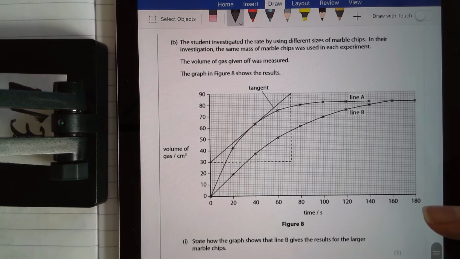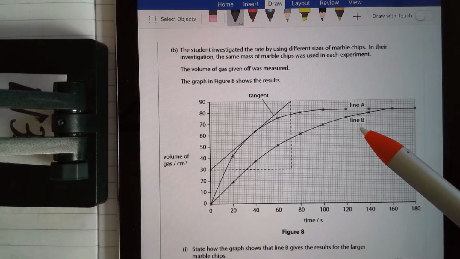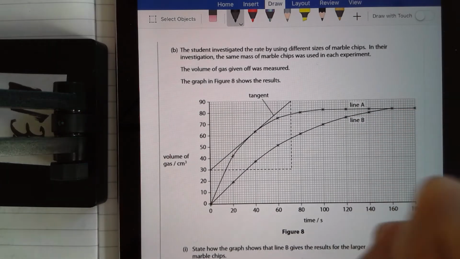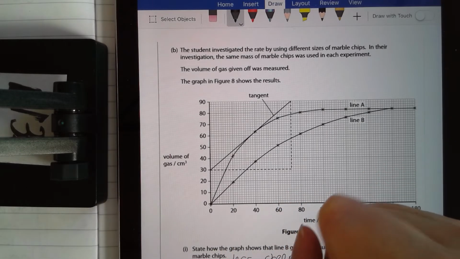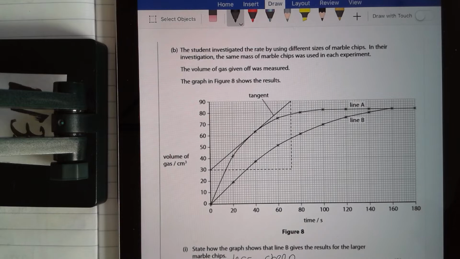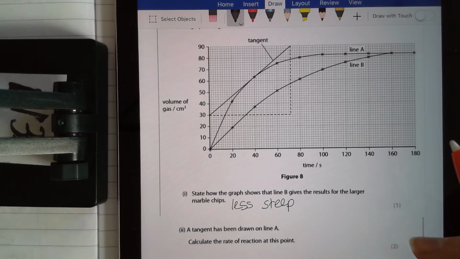State how the graph shows that line B gives the results for the larger marble chip. So I've got line A and I've got line B. Line B is less steep. And I would expect the larger marble chips to give me a slower rate of reaction. So I'd expect the line to be less steep for the larger marble chips.